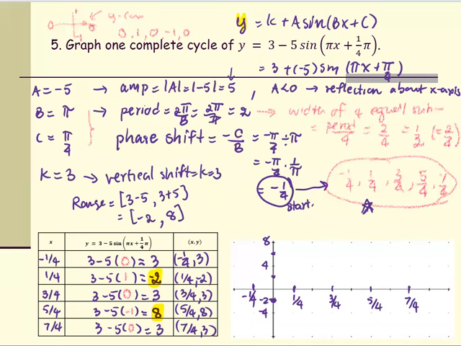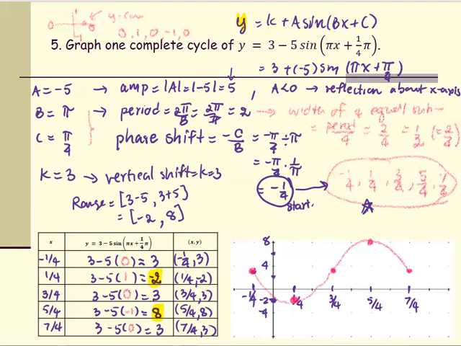Locate the ordered pairs on the graphing area. At negative 1 over 4, the function value is 3. And at 1 over 4, the function value is negative 2. At 3 over 4, the function value is 3. At 5 over 4, the function value is 8. At 7 over 4, the function value is back to 3. And then we connect all the points with a smooth curve.